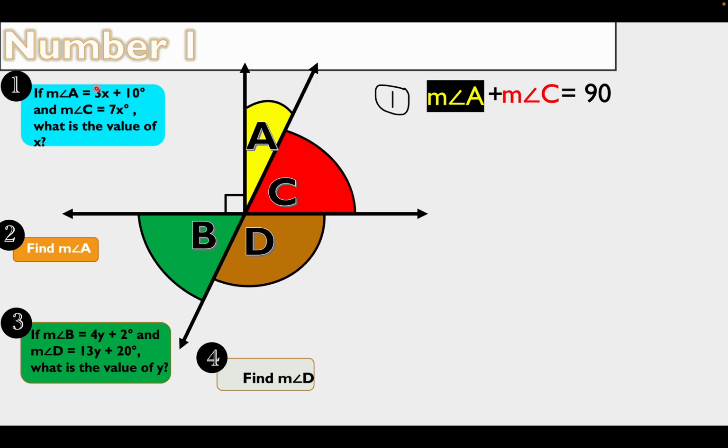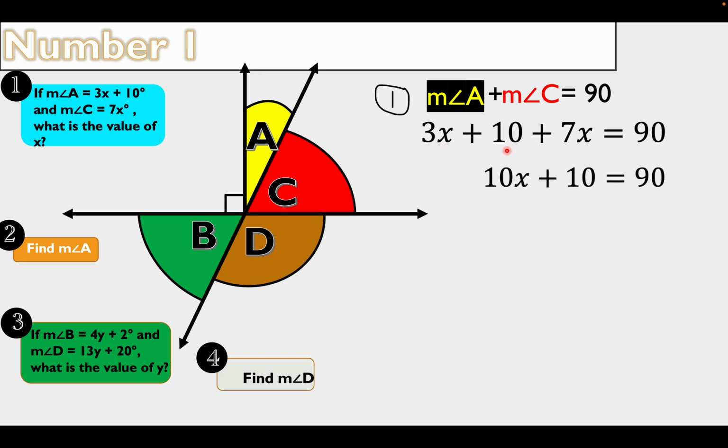Now we just need to plug in and replace our expressions for each angle. So 3x plus 10, and we can add angle C, which is the 7x, and we can set it equal to 90. Now we're ready to solve. Let's combine like terms. 3x and 7x will leave us with 10x plus 10 equals 90. To get x by itself, we've got to get our numbers together, so I need to subtract 10 on both sides, leaving us with 10x equals 80. Get x by itself by dividing by 10 on both sides, and x would equal 8.